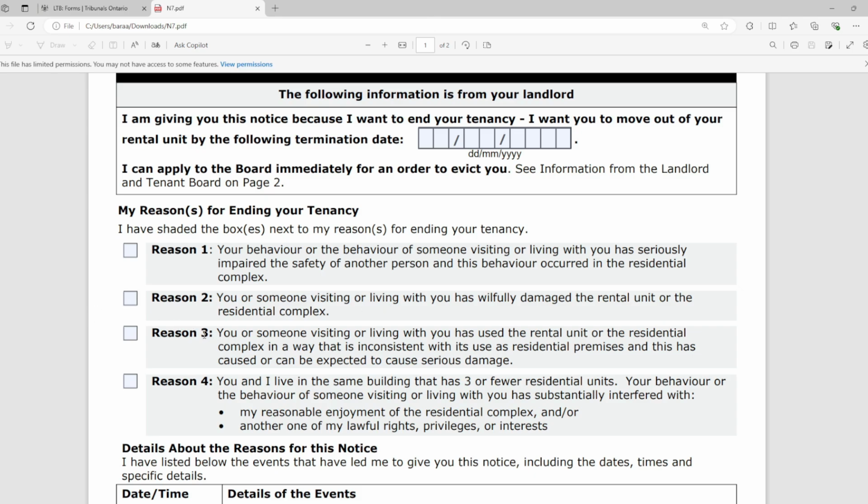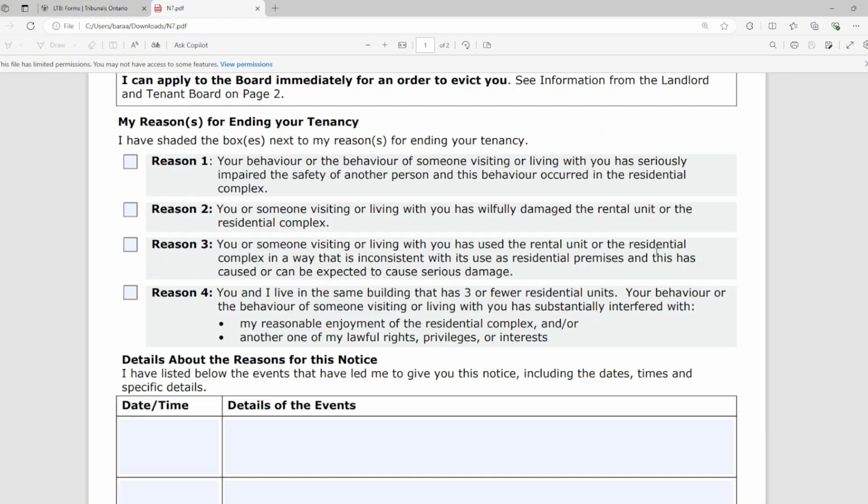And then for example, reason 3. This could be something like, for example, if they have machinery all of a sudden in the residential unit that has damaged the unit or something of that sort. You or someone visiting or living with you has used the rental unit or residential complex in a way that is inconsistent with its use. So for example, if it's a residential unit and they somehow used it as a manufacturing facility. Now this is of course just an example; there could be other examples for this.